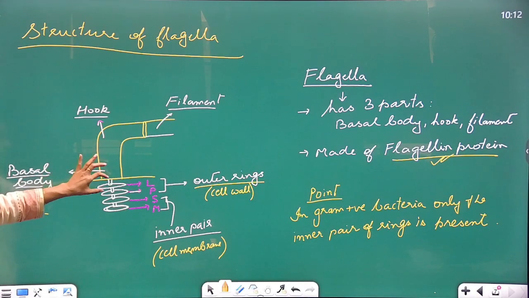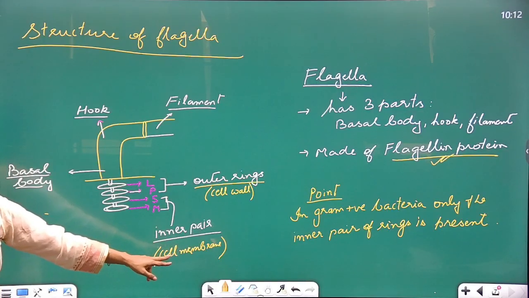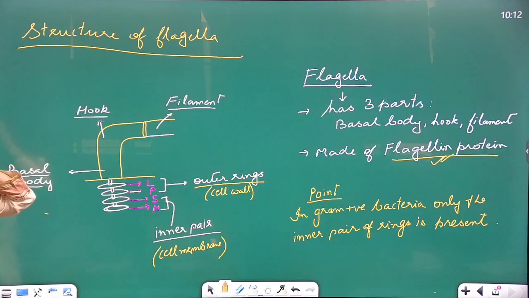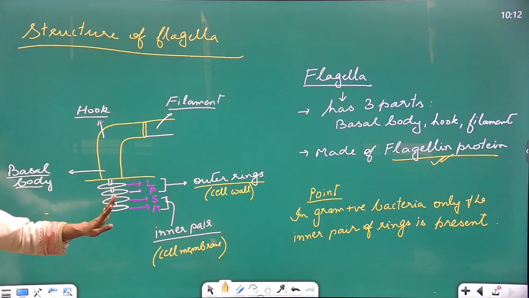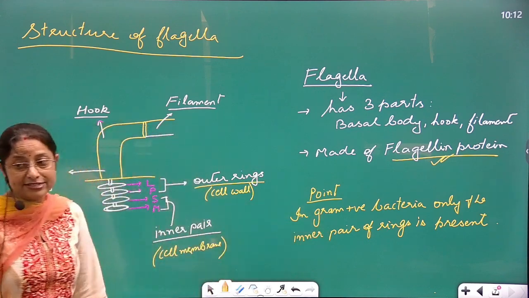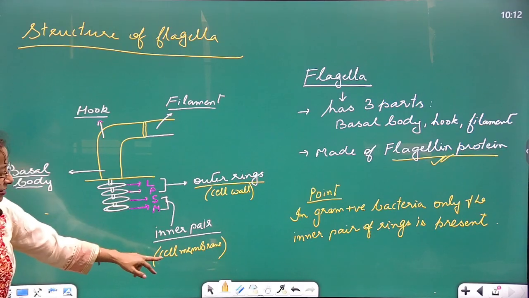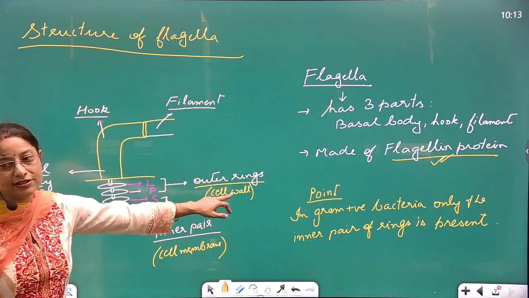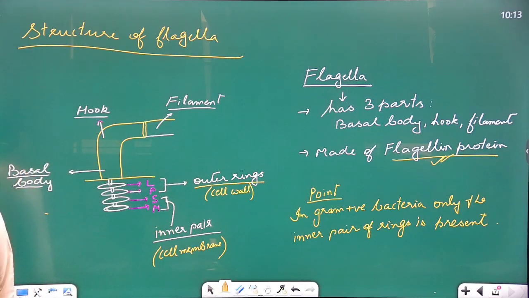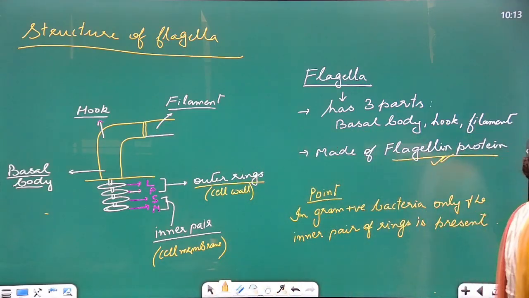The flagella remains attached to the cell wall, and some part of the flagella remains attached to the cell membrane also with the help of certain rings. How many rings do they have? Four. In gram-positive bacteria, only the inner pair is present. Inner and outer talks about what? The two layers, right? Cell wall is outer to the cell membrane. So this pair would be attached to the cell membrane, this pair would be attached to the cell wall. Is the point clear? Okay. Over? Any doubts? No.